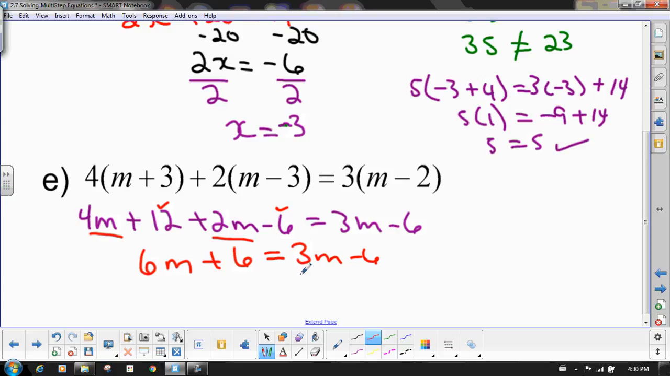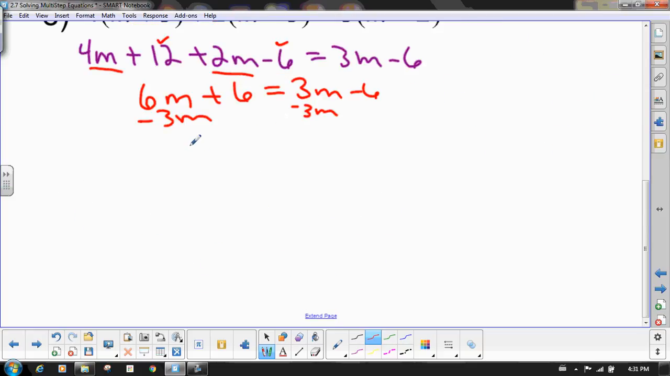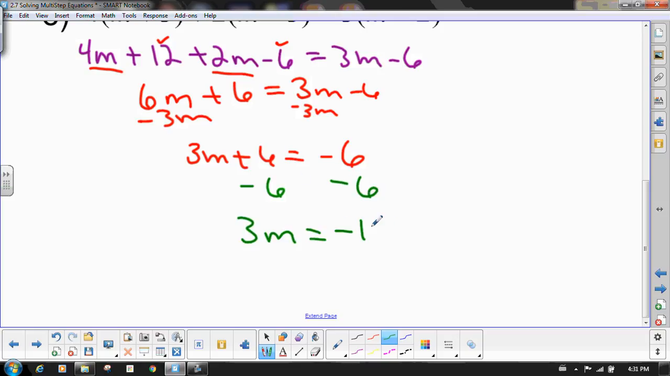Now we're back to those same examples where I'm going to subtract 3m. So I'm going to have 3m plus 6 equals negative 6. I want the m by itself, so I'm going to subtract 6 because that gives me a value of 0 when I combine those terms. So 3m equals negative 12. And finally, the opposite of multiplying by 3 is dividing both sides by 3. And I won't make that same mistake this time. I get negative 4 because a negative divided by a positive is negative 4.